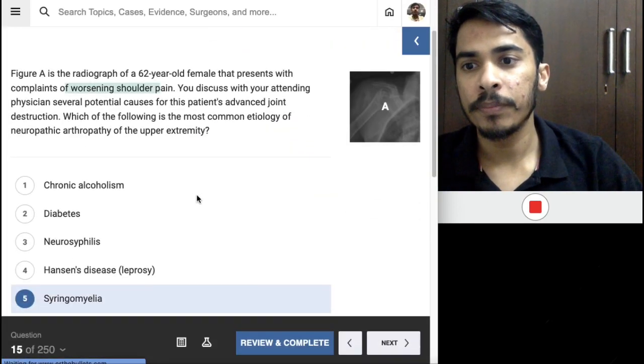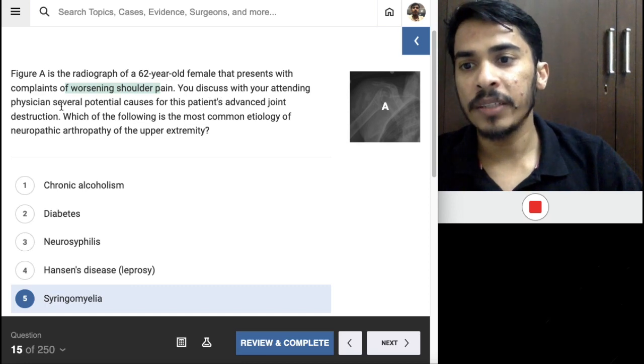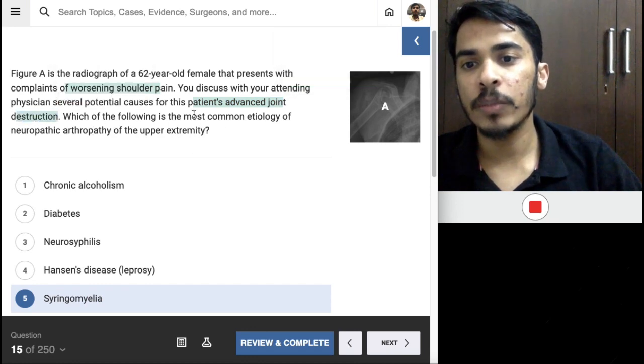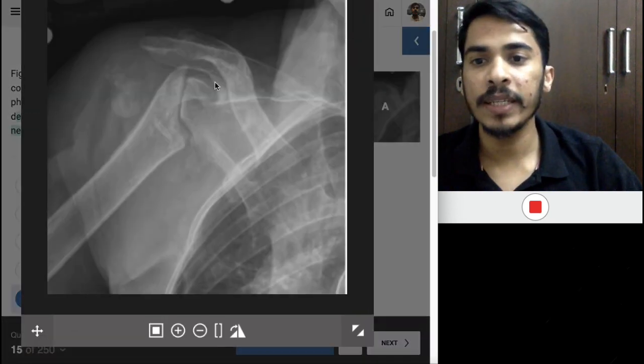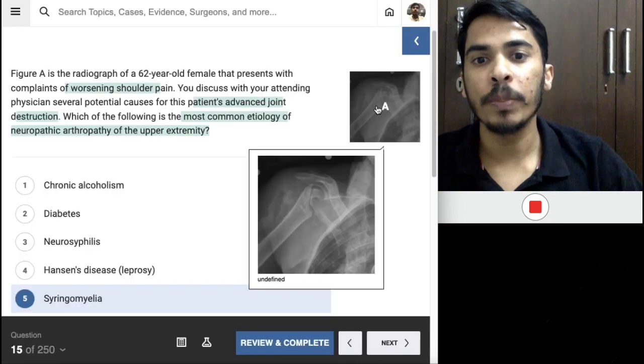Next question. A 62 years old female presents with complaints of worsening shoulder pain. You discuss with your attending physician several potential causes for this patient's advanced joint destruction. There is destruction of the joint. Which of the following is the most common etiology of the neuropathic arthropathy of the upper extremity? So we can see that humeral head is almost destroyed and there is calcification around the shoulder joint. So it is a neuropathic arthropathy of the shoulder.